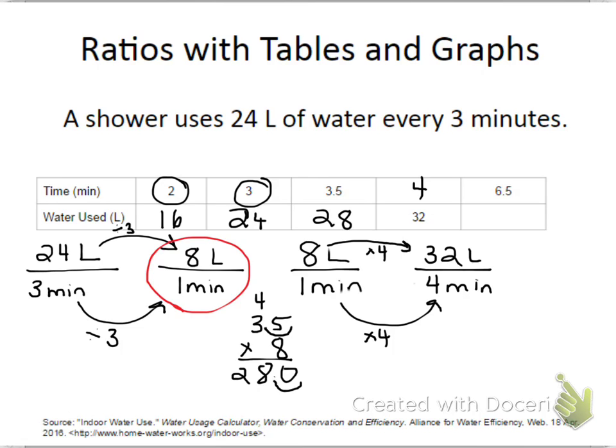Hopefully, for this last one, you found out that in only 6.5 minutes of time in the shower, you use 52 liters of water. That's a lot of water. And if you think of how long you shower every day, how much water you're using, especially right now when we're having problems with water in Colombia, hopefully this makes you think about how long you should be showering.